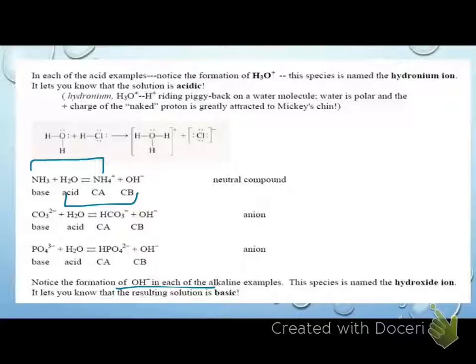Of course, we should know that by this point in our life. The H3O plus is called the hydronium. Okay, and it lets you know that the solution is acidic. If you see the hydroxide, then it's going to be basic.